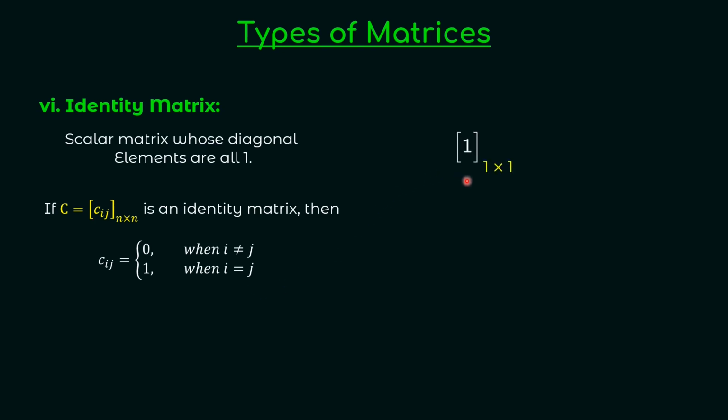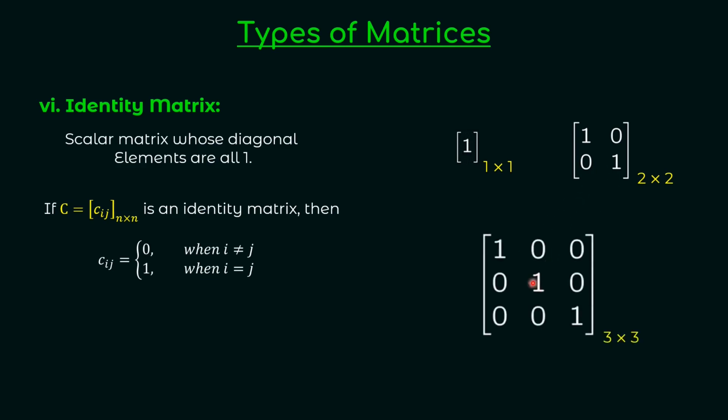Like for example [1, 0; 0, 1] is a 2 by 2 matrix, and all the diagonal elements are 1. And [1, 0, 0; 0, 1, 0; 0, 0, 1] is a 3 by 3 matrix in which all the non-diagonals are 0 and diagonals are all 1. So it is also an identity matrix.